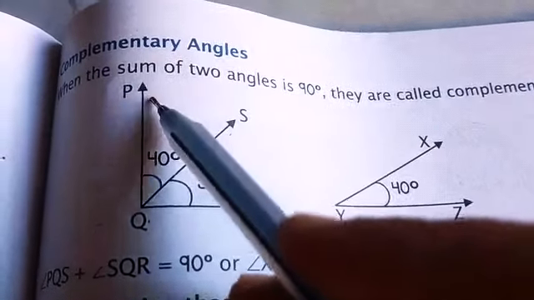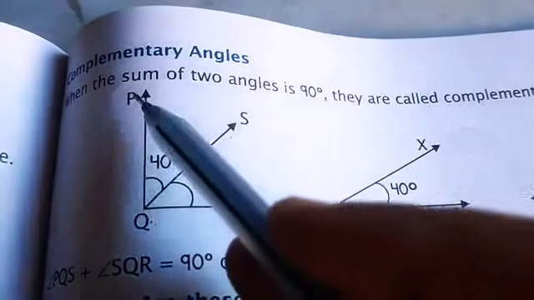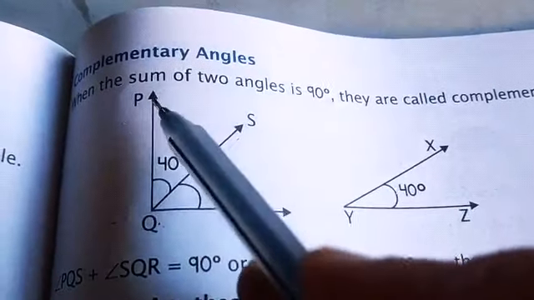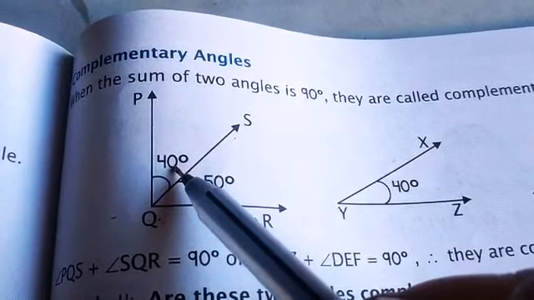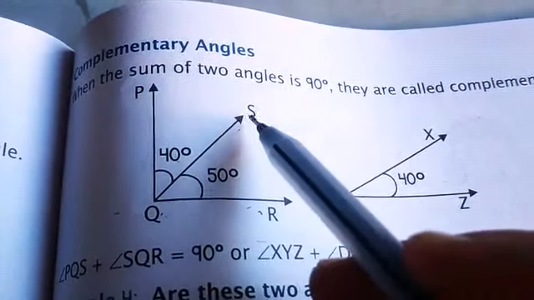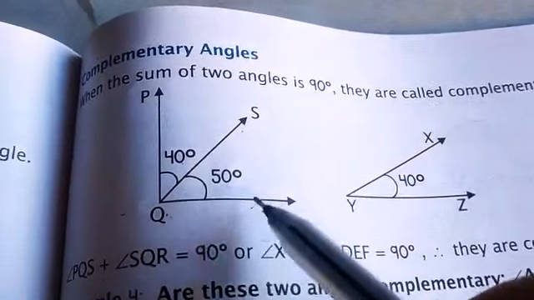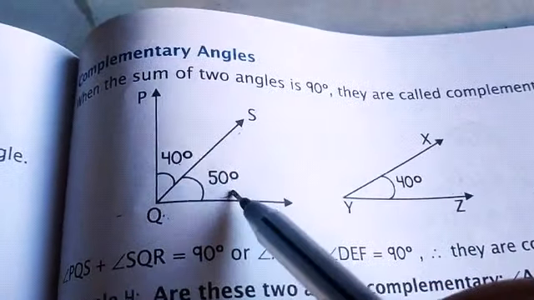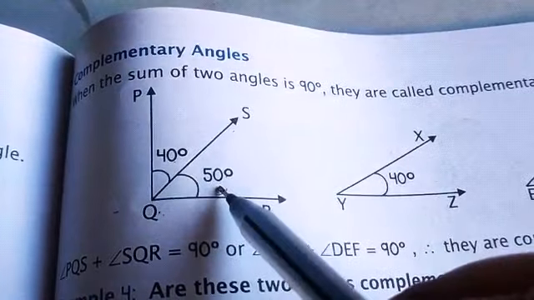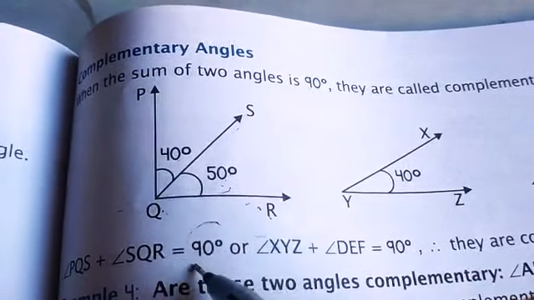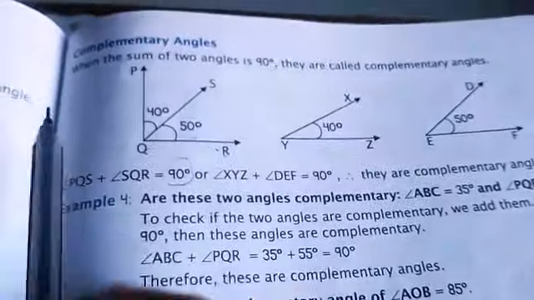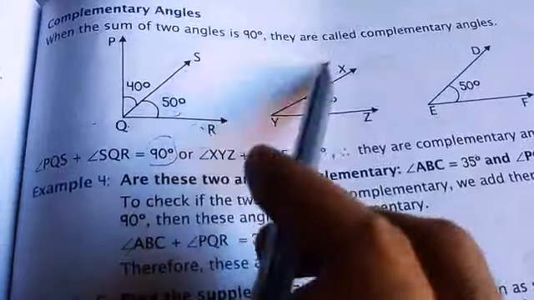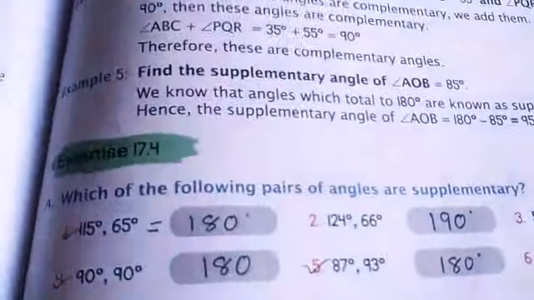For example, we take this, right? This is angle PQR. So first we take PQS. What is PQS? PQS is 40 degrees, right? And angle SQR is 50. Now add 40 plus 50. What will be the total? The total will be 90. So when the sum of the two angles is 90, then it is called a complementary angle.